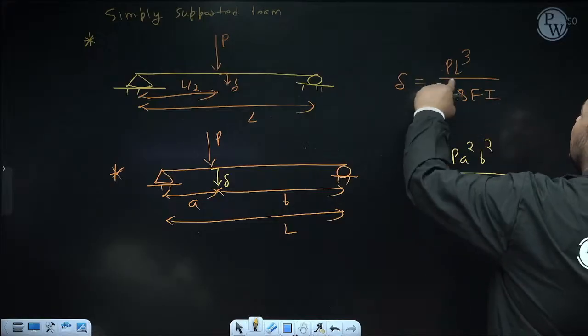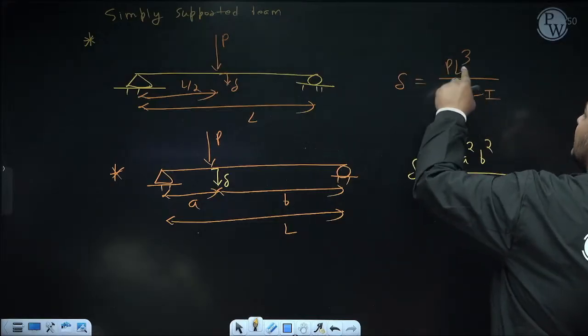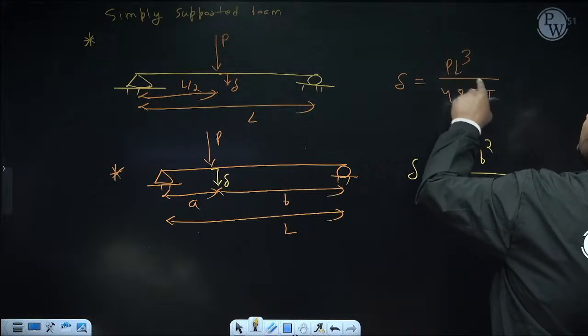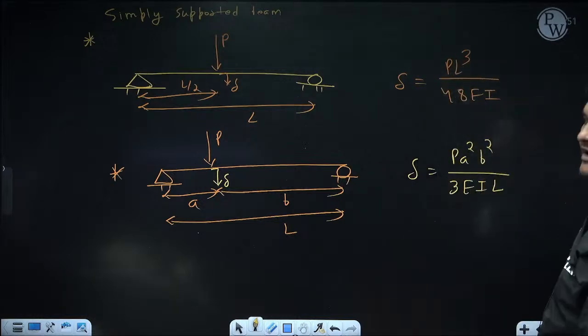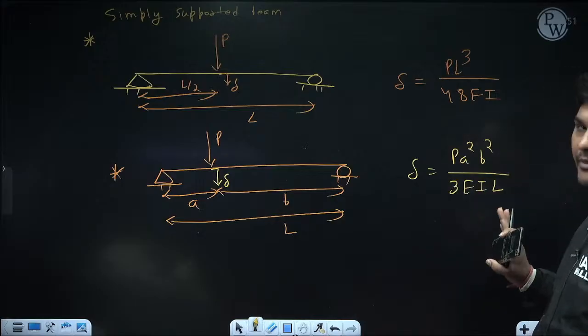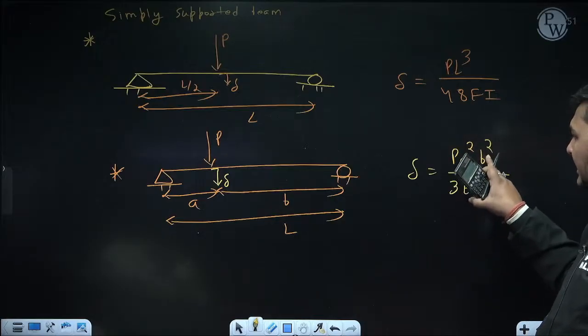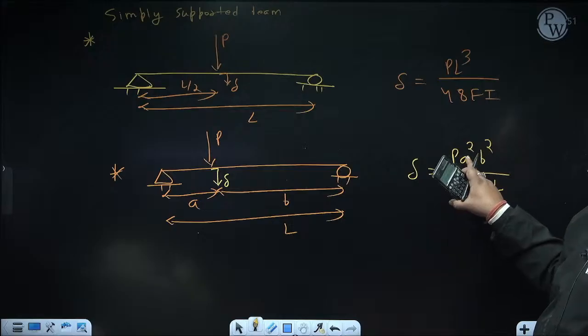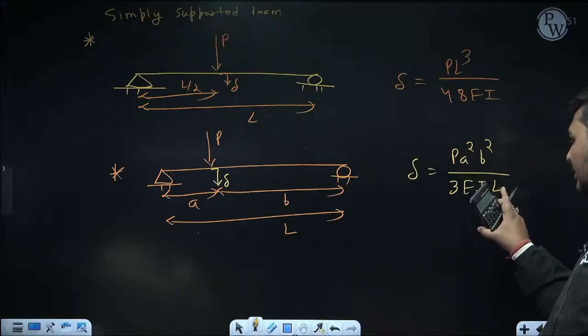Suppose here P is coming on top and EI is coming below, so here length cube is coming. Means with P upon EI, you can see meter cube is multiplied. So this is P upon EI, it is common in all cases. Now here, if I write above A square B square, it is meter to the power 4. So that's why, to balance the unit, L is coming below.